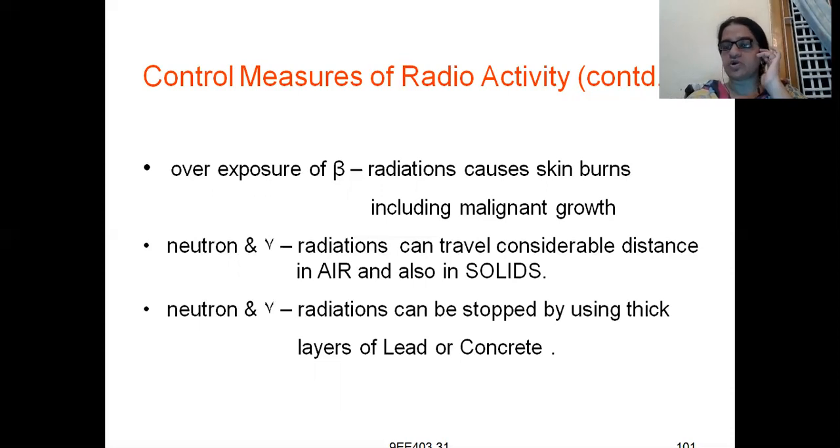In order to stop these radiations from moving out into the air or atmosphere in and around the nuclear power plant, we need to stop them by using thick layers of lead or concrete.